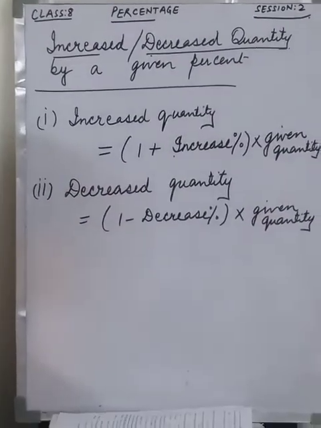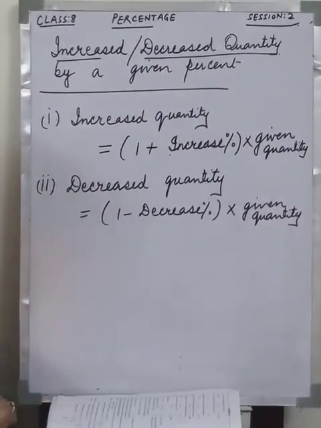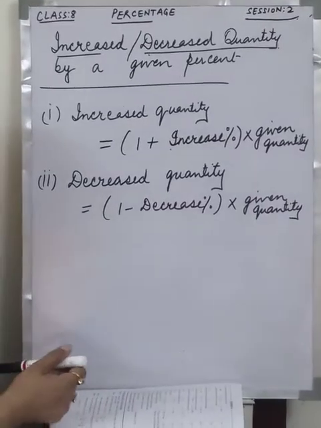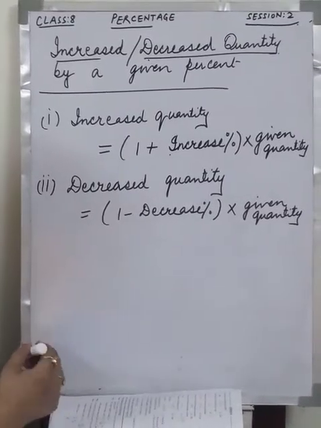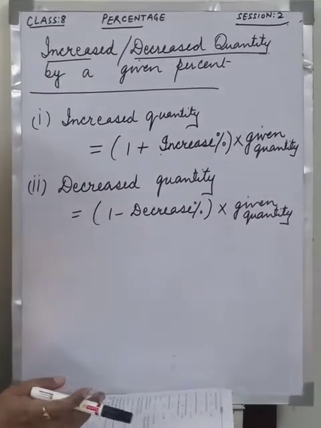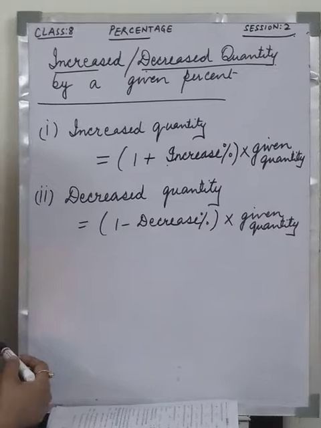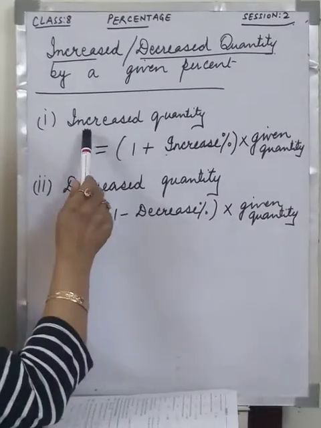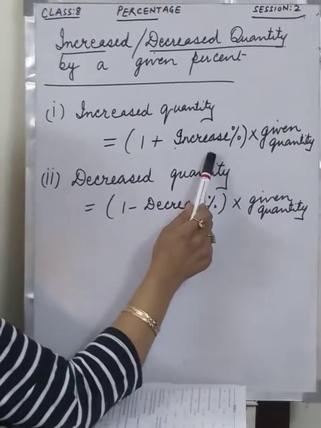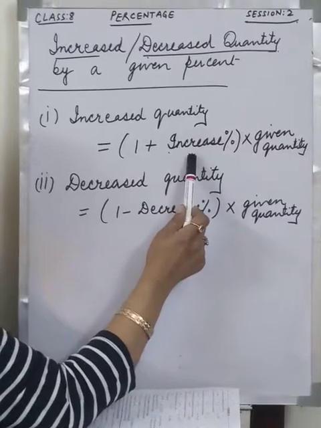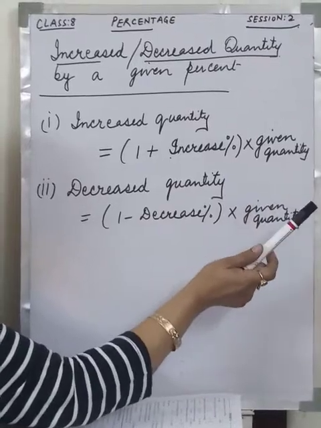Before I discuss all those questions, first we discuss the formula for increased and decreased quantity. Any quantity is given and we want to increase it by 5%, 10%, 20%, or decrease it by 4%, 5%, 10%. So how to calculate the increased and decreased quantity? We learn the formula. The formula for increased quantity is 1 plus increased percent. Suppose we want to increase by 4%. So 1 plus 4% into the quantity given. Suppose the number given is 100 or whatever it is.